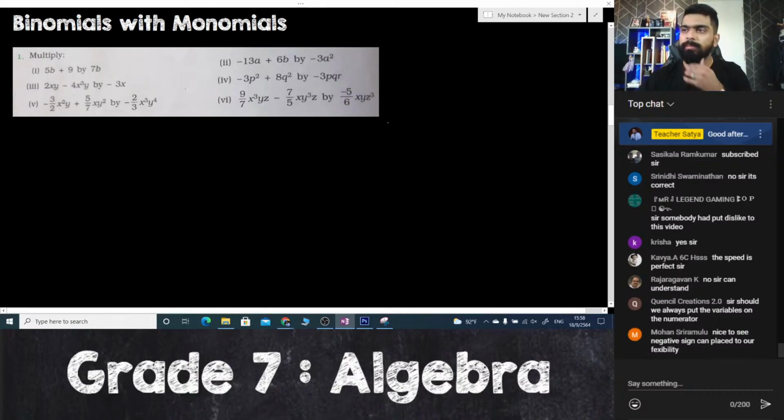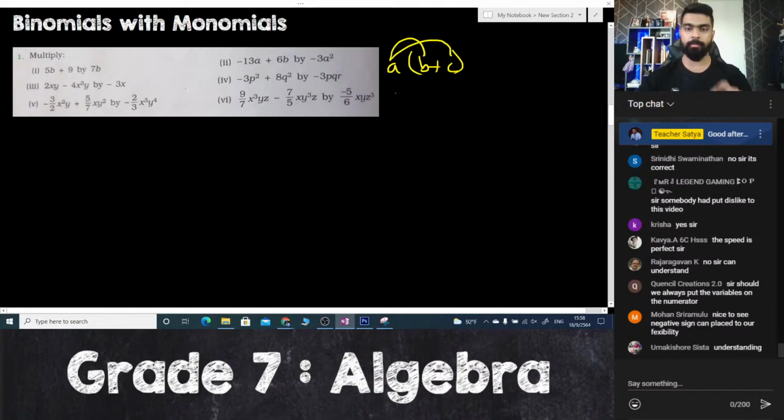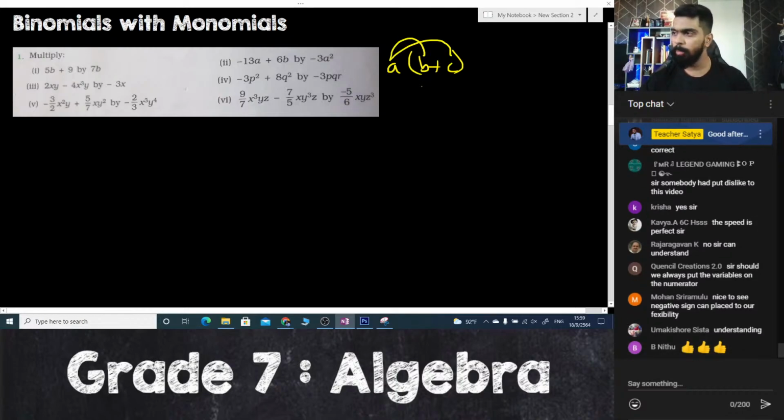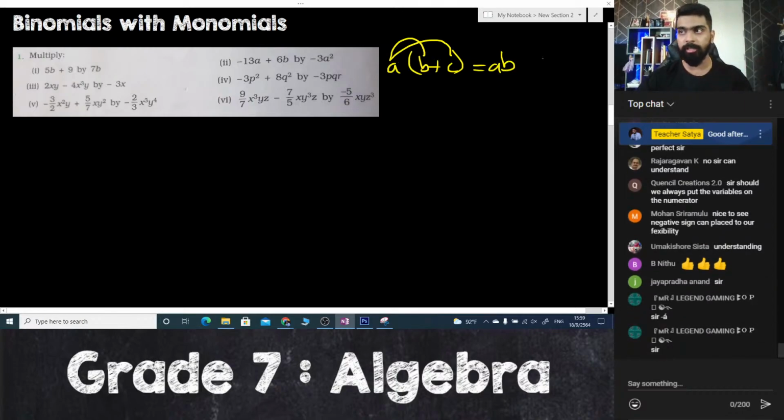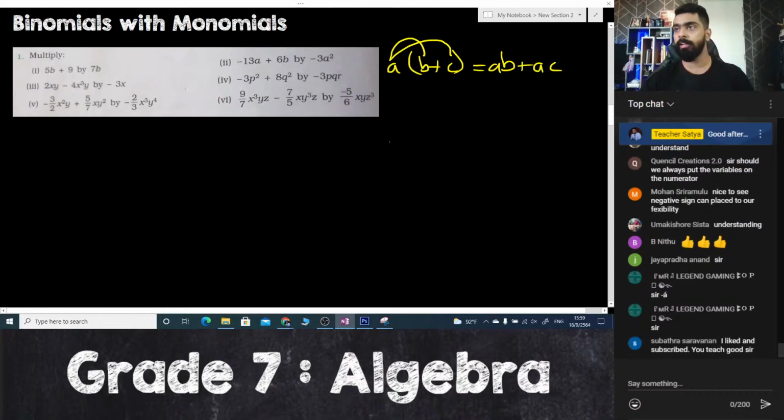All right, now let's talk about the distributive property. So here, let's say I have A multiplied by B plus C, right? What this means is we take A multiplied with every term inside the bracket. So A multiplied by B is going to give us AB, and A multiplied by positive C is going to give us positive AC, all right, guys?